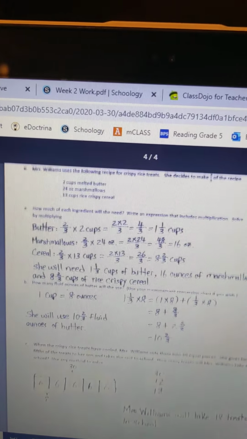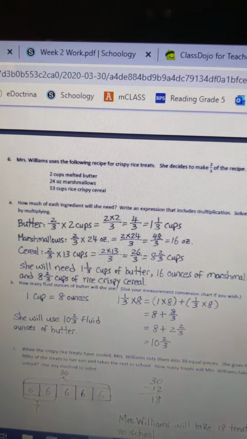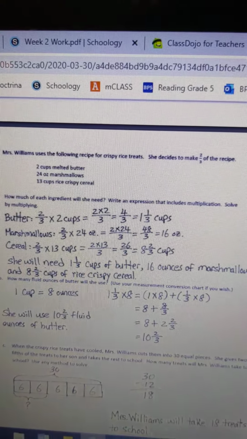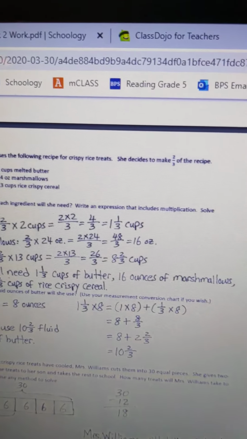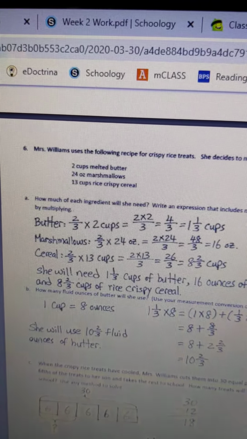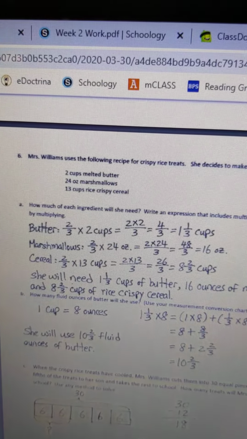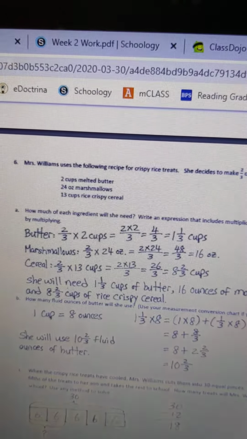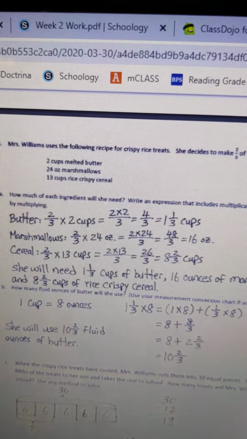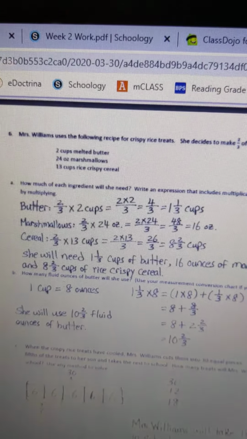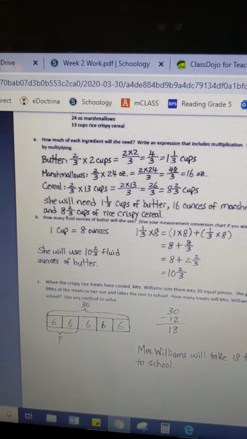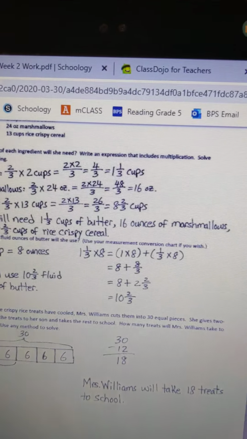Then the last page is a word problem. It kind of builds on itself. You're making a recipe for Rice Krispie treats, Crispy Rice treats, because, copyright. She's making 2/3 of the recipe, so not a whole recipe, so you have to take each of these amounts and multiply it by 2/3 in order to get the true amount that she needs for a recipe. You might think it's crazy, but I actually had to take a recipe and a half for a cake the other day, so I needed my fractions. Real life at ya.